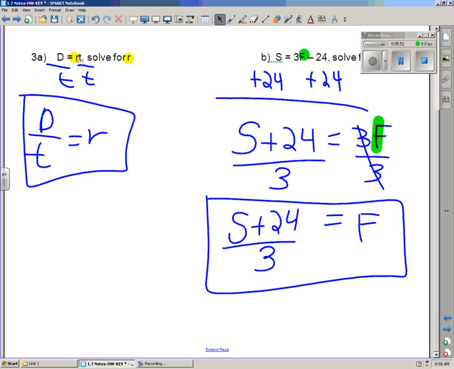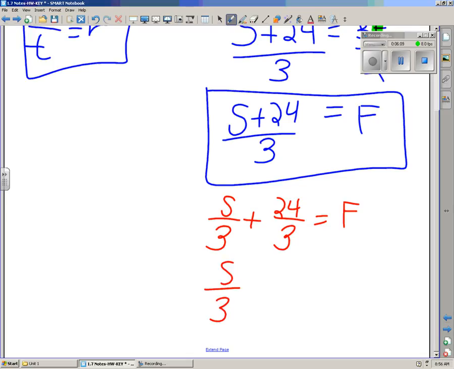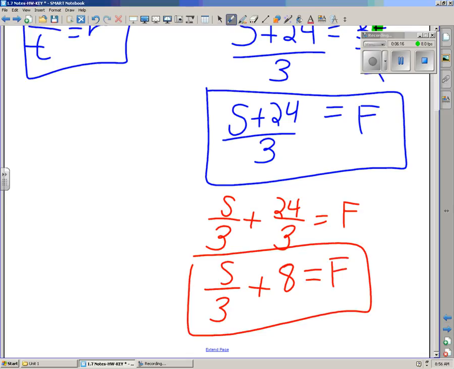If you would like to, you could also simplify this answer. Just understand that if you have a fraction over a denominator, this is really s over 3 plus 24 over 3 equals f, which means your answer simplified is s over 3 plus 8 equals f. This answer is acceptable too. I'd prefer just to see you leave it like this, but you can simplify it if you'd like.